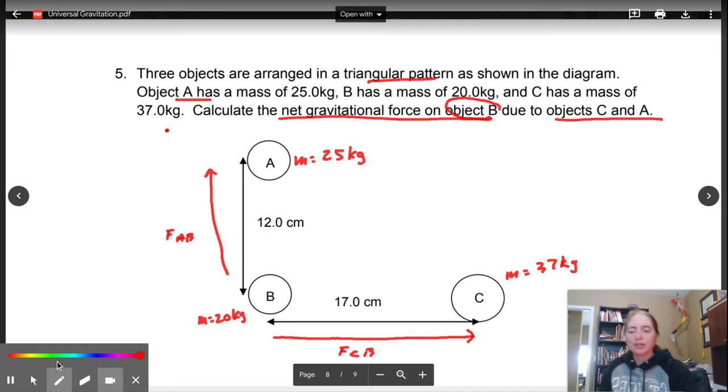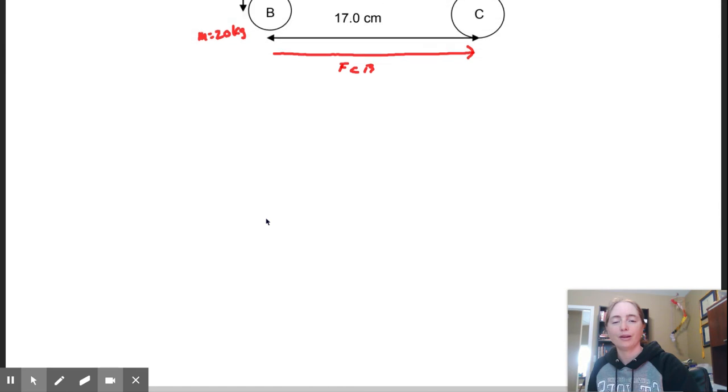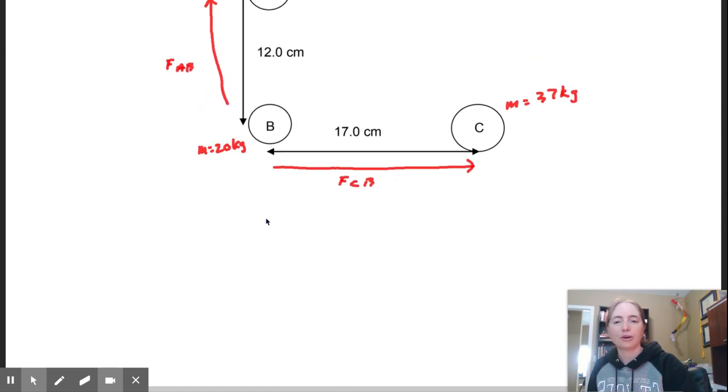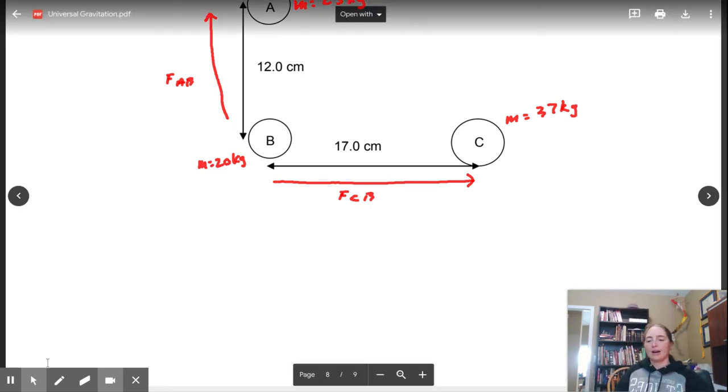Okay. So we're going to start out with the exact same method that we did last time. We are going to use our universal gravitation equation, and we are going to calculate our force of AB and CB, the gravitational force there. So F_AB equals G M1 M2 over R squared. Now, what do I need to do with these guys? Throw them in as they are? No, convert to meters.